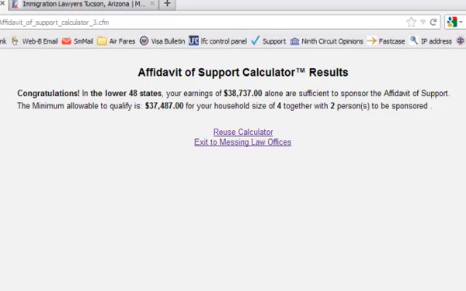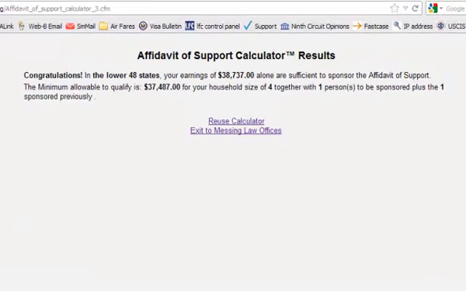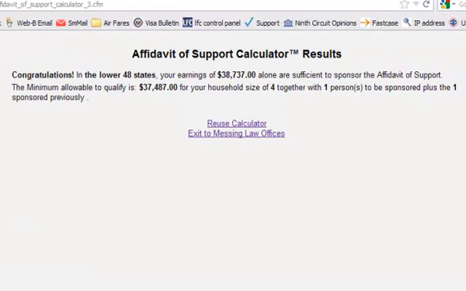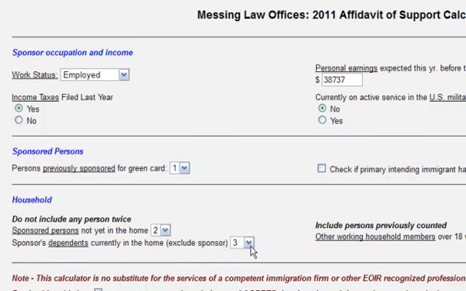And here we go. The person qualifies with that input. But let's say that the person actually didn't become a citizen and we can't eliminate them. We're still stuck with the problem that we had before. And let's go back and take a look at that, where we've got 1 person previously sponsored for a green card, 2 persons in the home, and 3 dependents, 2 of which live with the ex-spouse. Let's go back there.